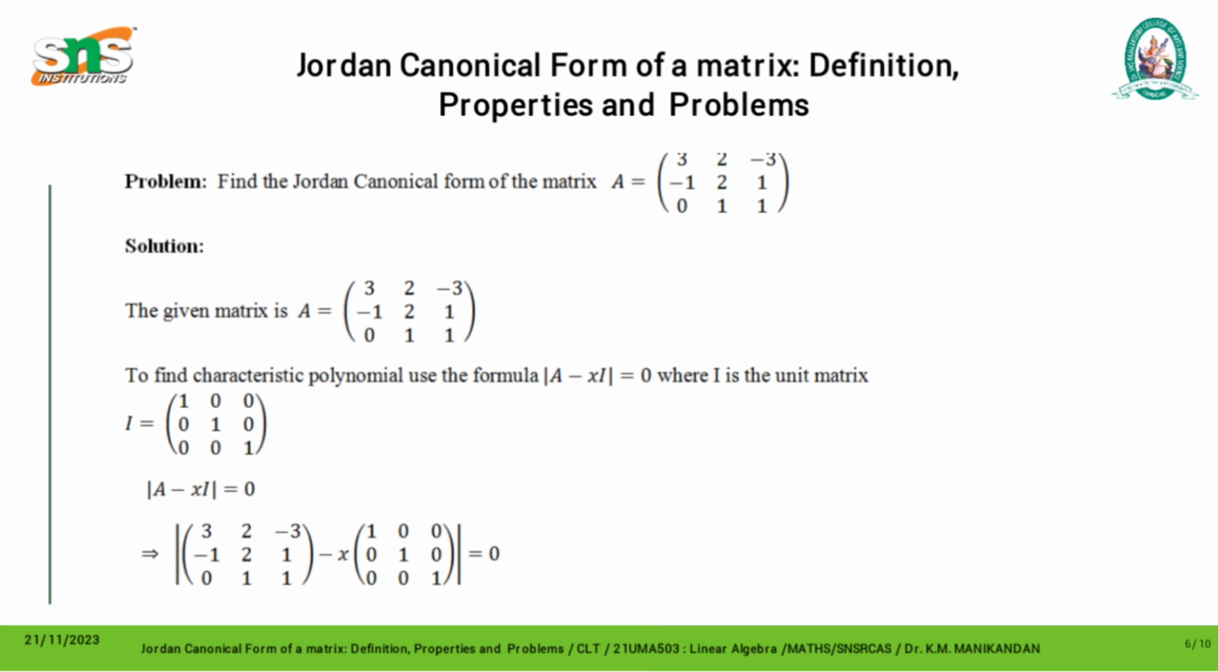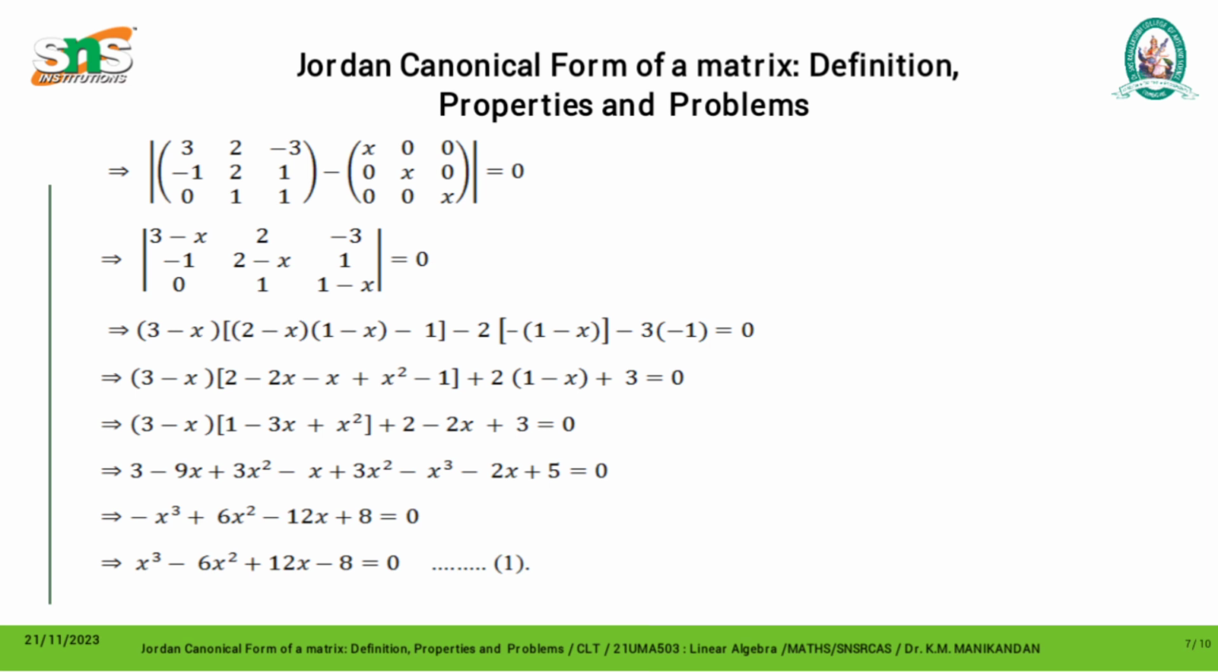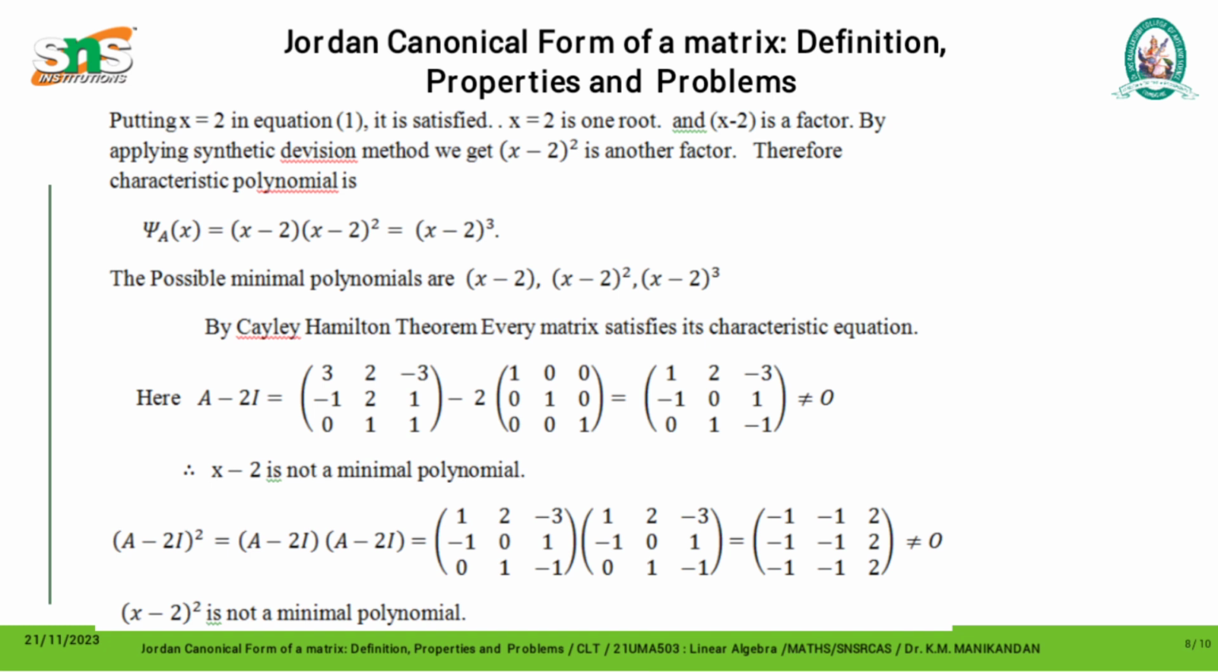Next, we find the canonical form of the next problem matrix. A equal to [3, 2, minus 3; minus 1, 2, 1; 0, 1, 1]. First we find the characteristic polynomial using the formula determinant of A minus xI equal to 0, where I is the unit matrix [1, 0, 0; 0, 1, 0; 0, 0, 1]. Solving this equation, you will get x cube minus 6x square plus 12x minus 8. This is equation 1.